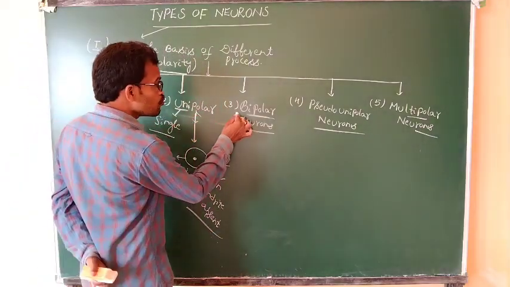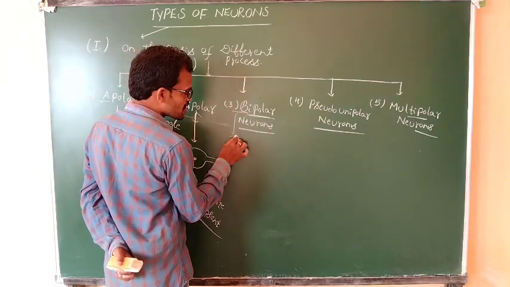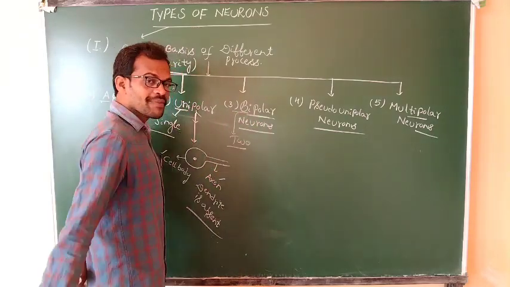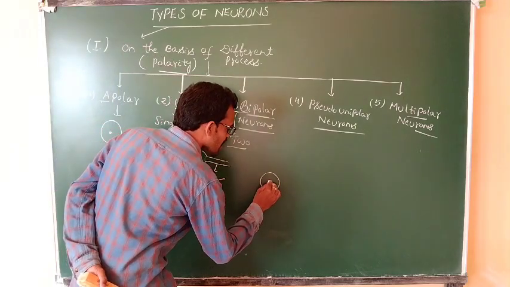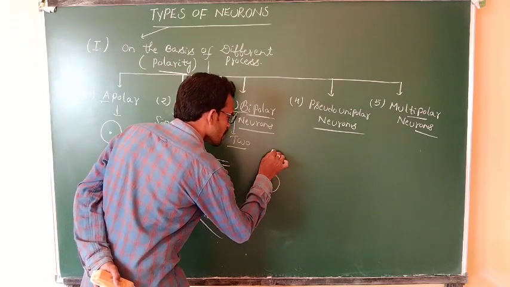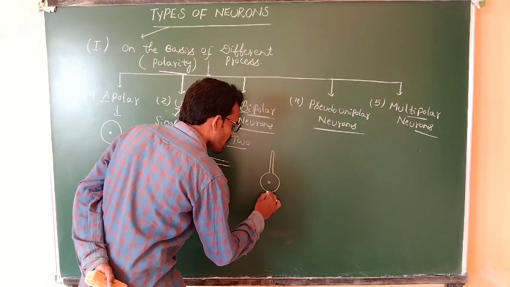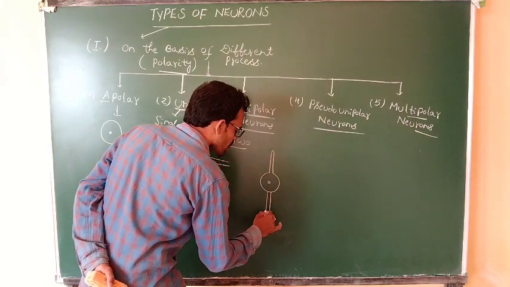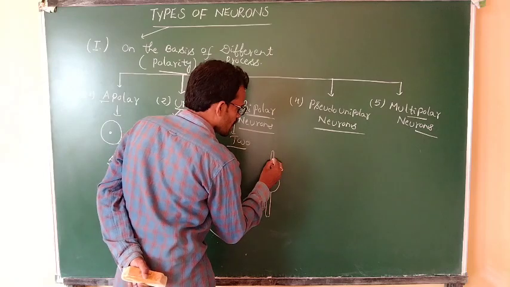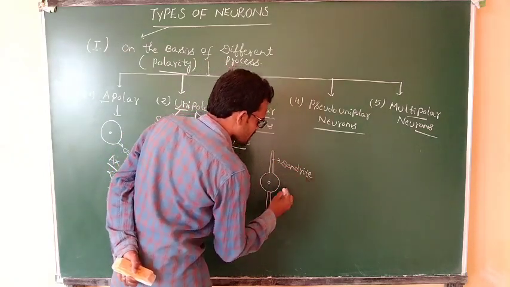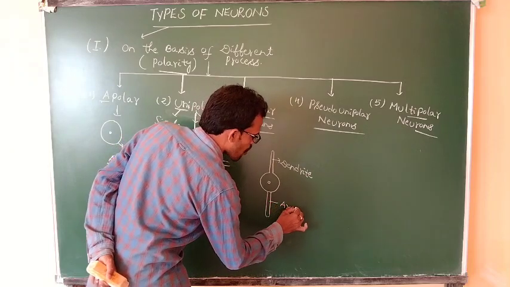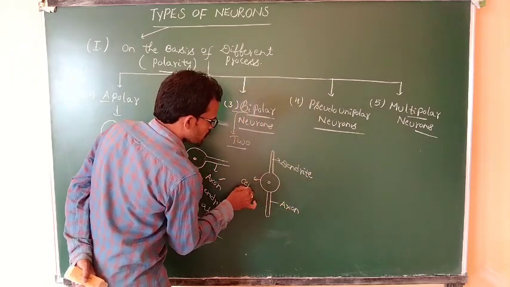Bi means two polarity. The two polarity means the cell body, with one process consisting of an axon and the other of a dendrite. One is the dendrite, one is the axon. This is the cell body.